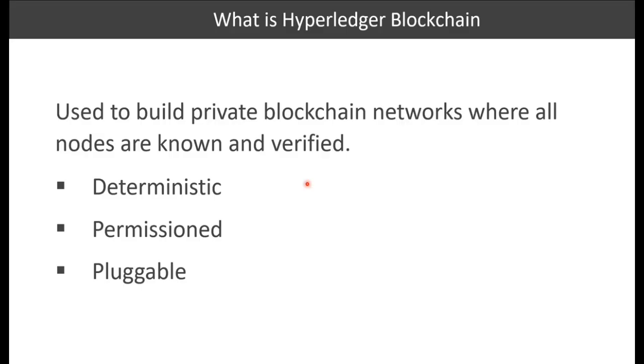So public blockchains are permissionless. The nodes are deterministic, which means that they can be relied upon to return the same value every time. They are permissioned and they are pluggable. So again, Hyperledger is a permissioned blockchain for business, which enables known parties to transact.